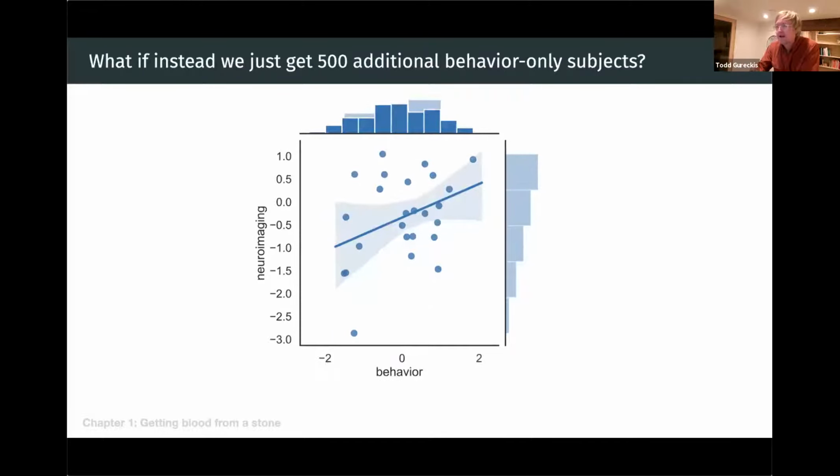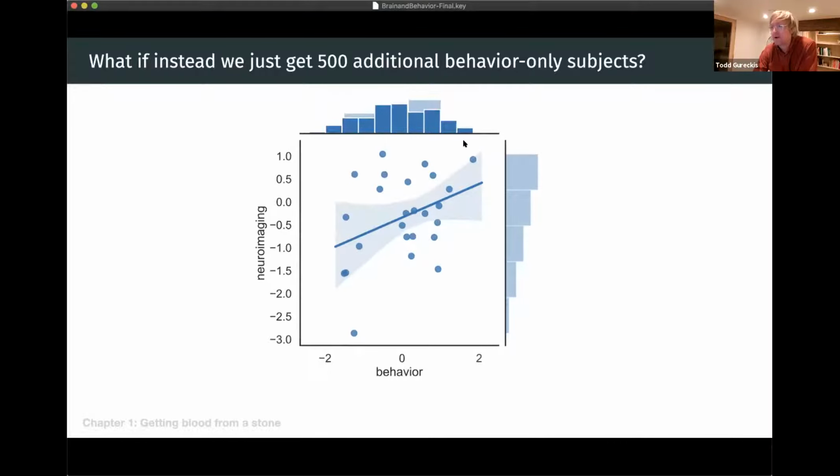But let's step back and do a counterfactual. What if instead we ran 500 additional behavior-only subjects? Meaning we didn't record their brain measure at all. We just had them perform whatever behavioral task you're measuring, okay? And that's indicated here by a more dense representation of the marginal distribution on the behavior here.